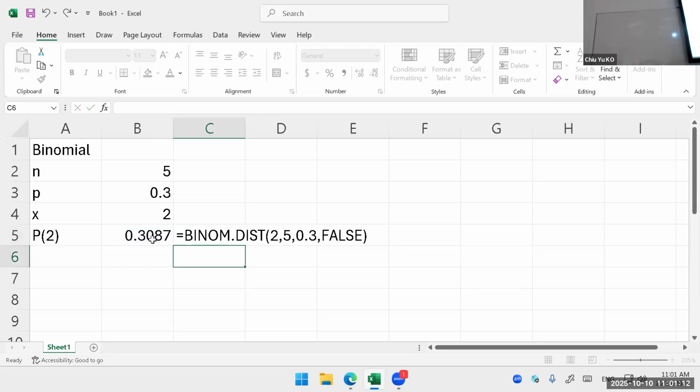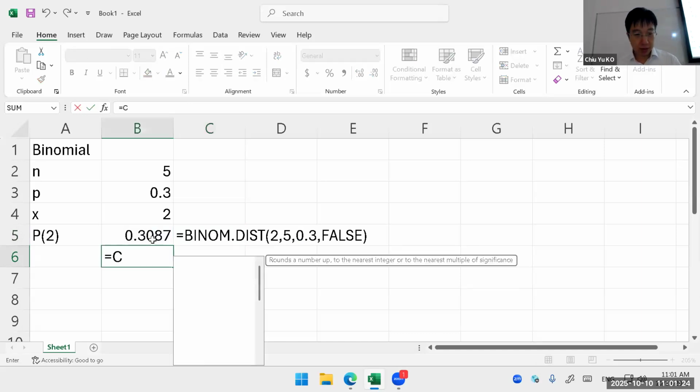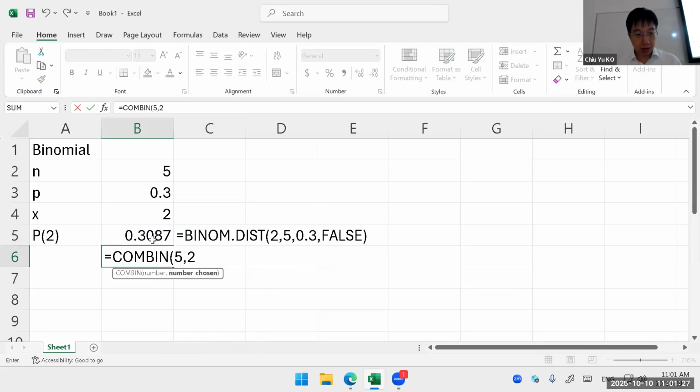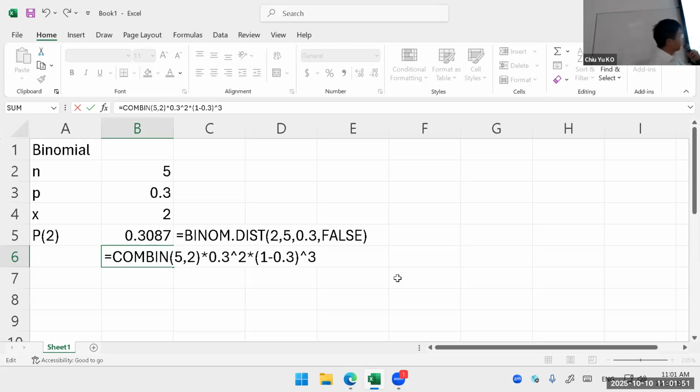So this is how you get the answer. The calculator can do that quickly. Of course, if you don't like this, you can do it directly: 5C2, 0.3 to the power 2, and then 0.7 raised to the power 3. If you don't like that, you can do that as well.